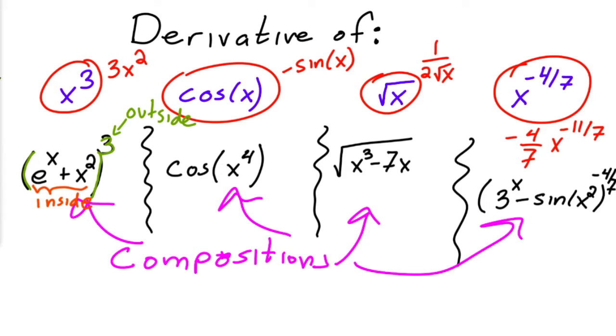Okay, so here, same thing. The outside function in this case is going to be the cosine function, and notice that the inside is x to the fourth. So the outside is cosine, the inside is x to the fourth. Here the outside is the square root, and then the inside is x to the third minus 7x. So that's the outside, this is the inside, and then right here, this is the inside. And then notice though, this one also, we've got two insides. We've got this inside, but then notice that this is sine of x squared. So we'll deal with that when the time comes. But the main thing to remember is that you've got an inside function and an outside function.